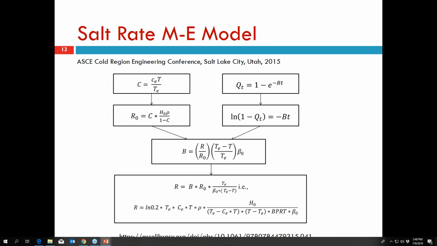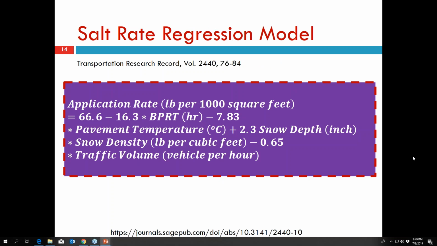So this is hardcore mechanistic-empirical theory. Another equation we developed is totally empirical, based on experiments to determine the optimal application rate. You can see this empirical equation that we developed from that study. The application rate is a function of, again, your level of service requirement, that is BPRT, bare pavement regain time, in hours.